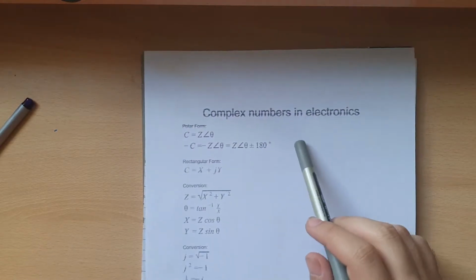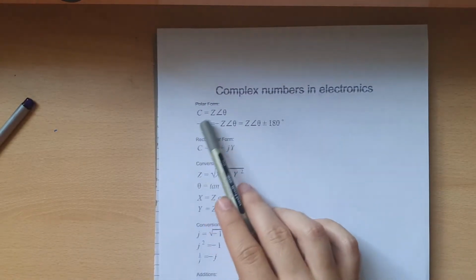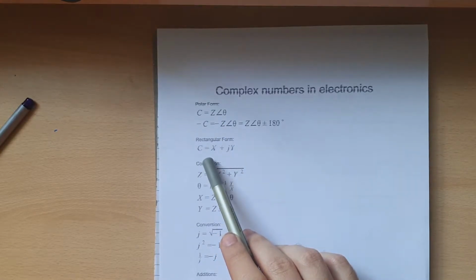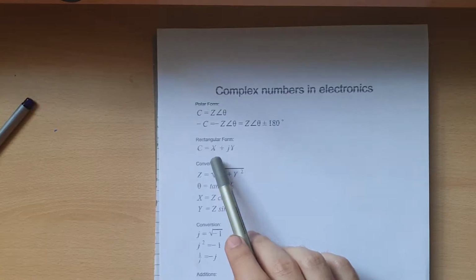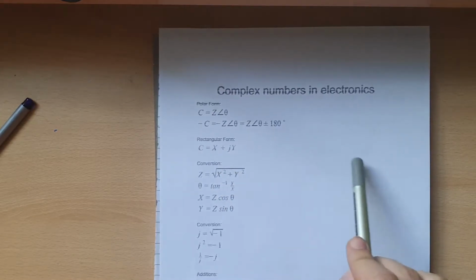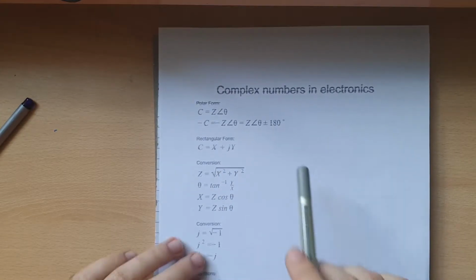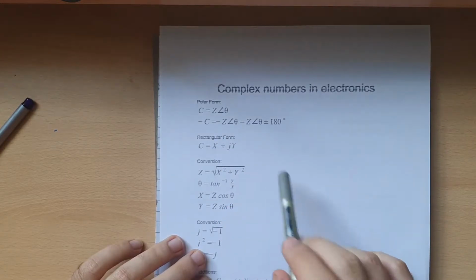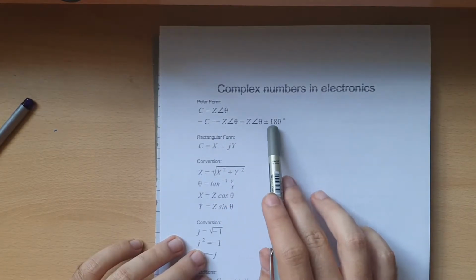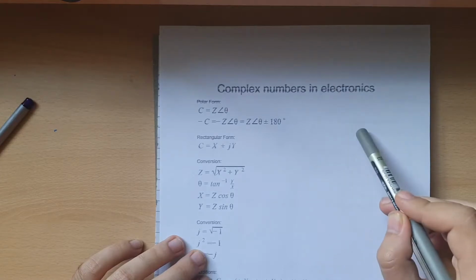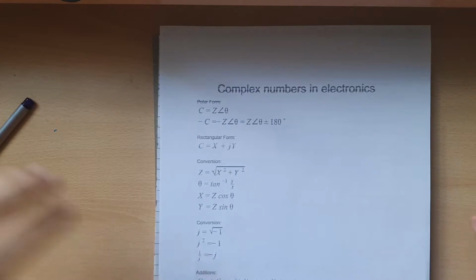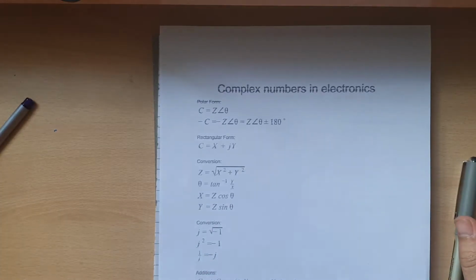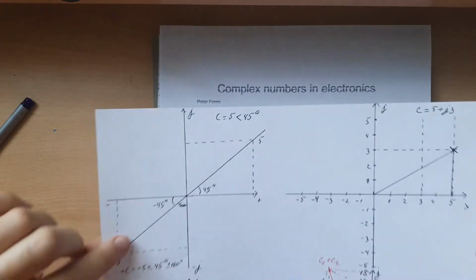So complex numbers have two forms. They have the polar form and they also have the rectangular form. The rectangular form has an x and y axis, basically like that, one up and one down. And then the polar form has a z and an angle, basically the hypotenuse of a triangle and the angle that it goes in. If you're curious, I do have an example of them.